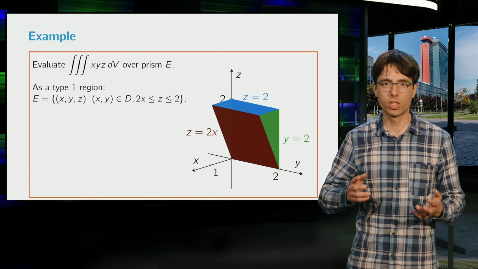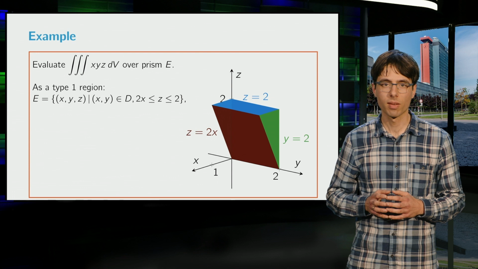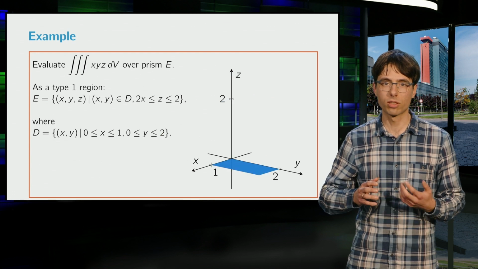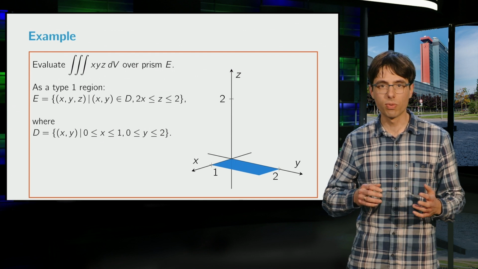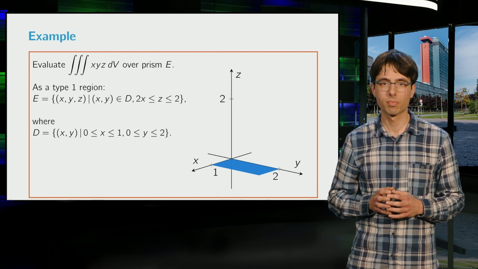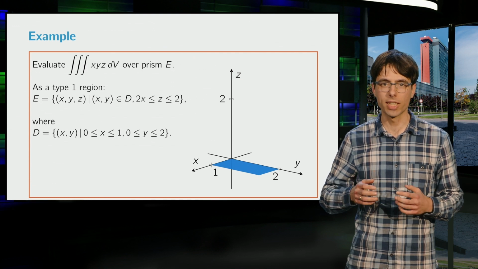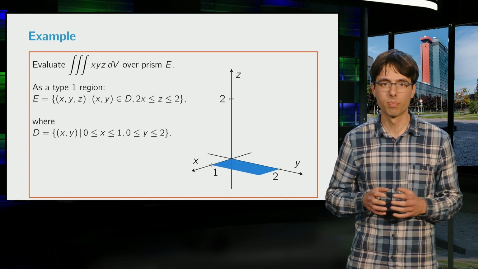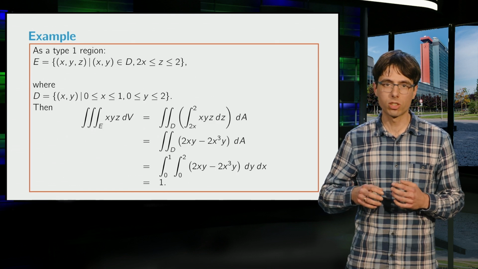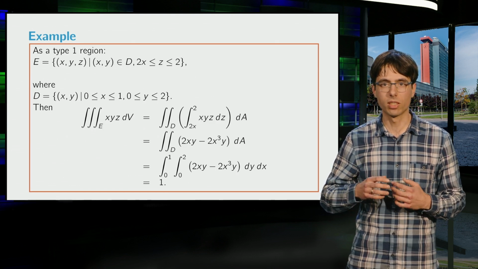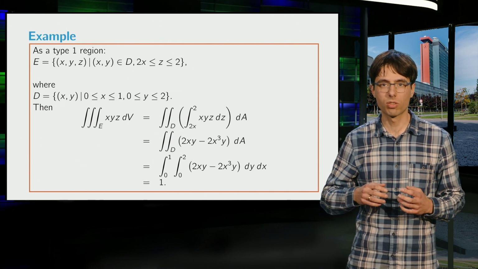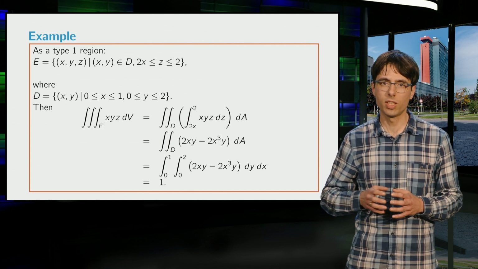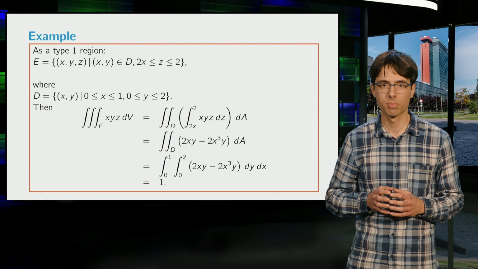Now we should find the projection onto the xy plane. If we flatten the prism onto the xy plane, we find that exactly all values of xy in the blue rectangle are the ones we need. So the projection is given by the rectangle with sides 1 and 2. As such, we evaluate the triple integral by first integrating z from 2x to 2. Then we can compute the resulting double integral as we're used to, and you can see the result on the screen. Please pause the video to check these calculations.